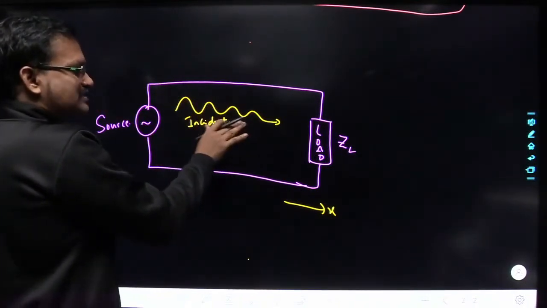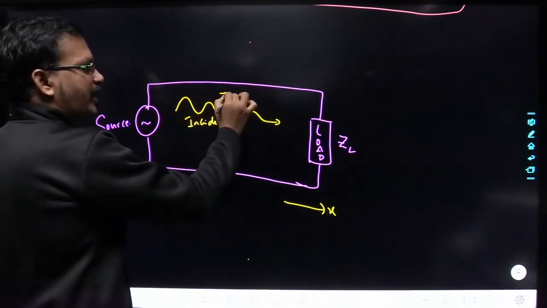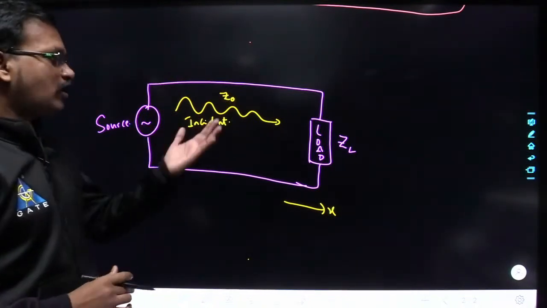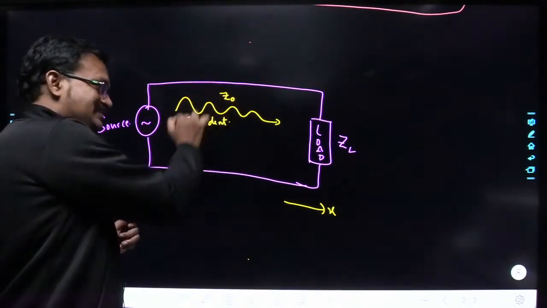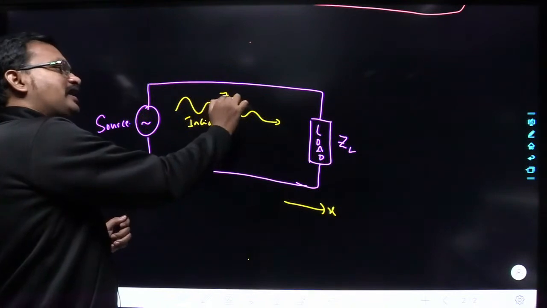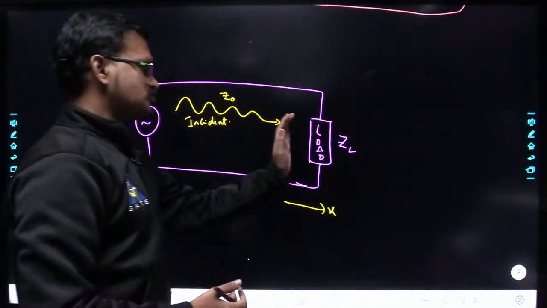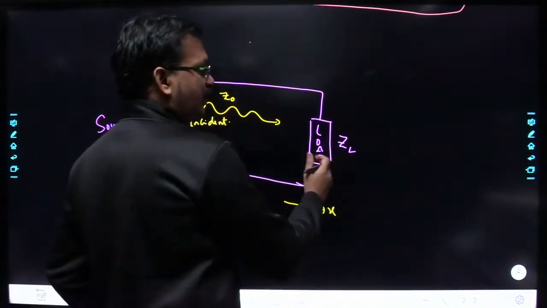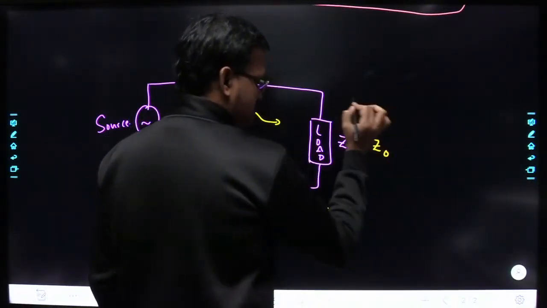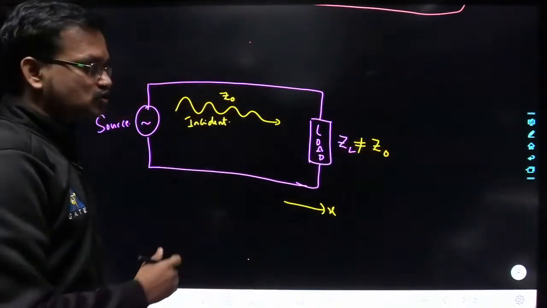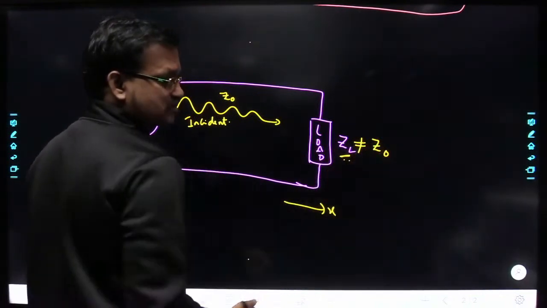Now, whenever this incident wave propagates along the x direction, it sees a characteristic impedance of Z naught on the transmission line. I will explain what we mean by characteristic impedance and all those things. So the incident wave sees a characteristic impedance of Z naught as it propagates along the line. Once it reaches the load, it sees an impedance of ZL, which in general is not equal to Z naught.